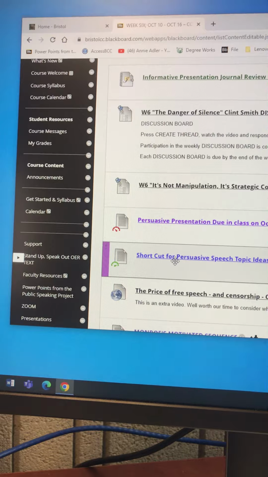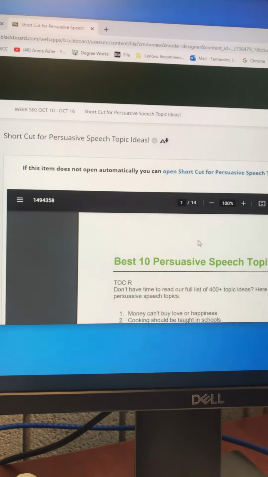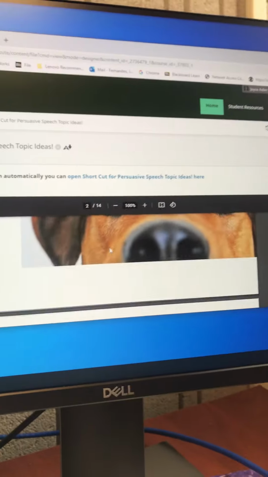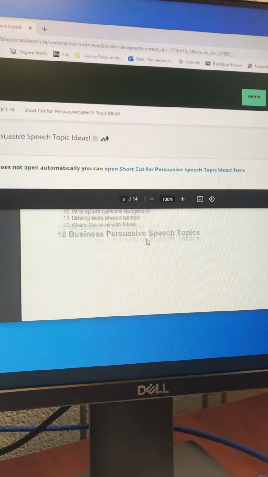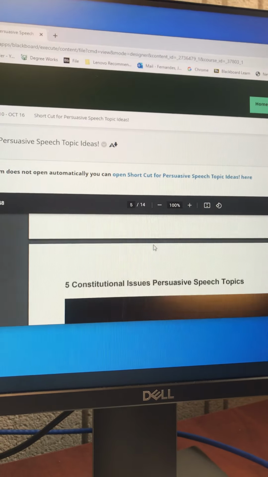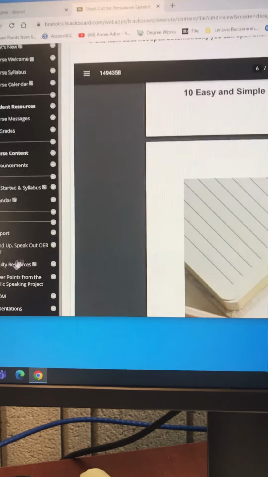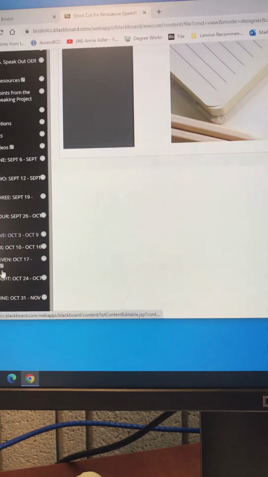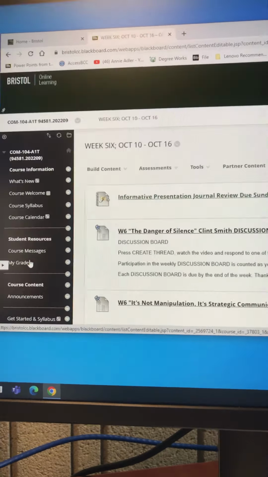Then over here, I have a handout on shortcuts for persuasive speech topics that you might find, look at that dog, kind of fun. And they might motivate you as you read through the different ideas of what you would do for your persuasive presentation. It might be a persuasive presentation that you've done already in an English class, because that is also a common theme for essays.